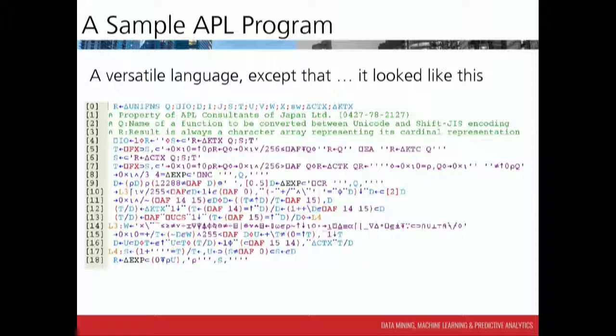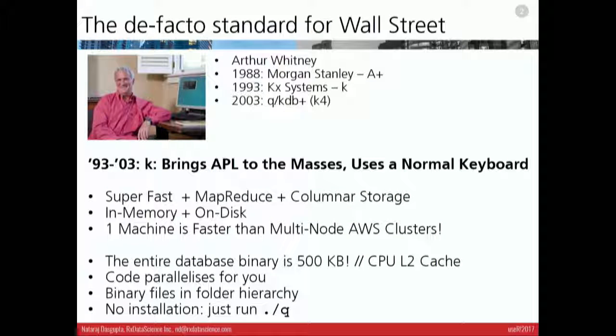Because it was so cryptic, only a few people, like in London and places, would use it. But it was only in 1988 that Arthur Whitney, who was at Morgan Stanley, developed A+. Now you could use a normal keyboard. In 1993, KX Systems created K and then Q. There are certain factors about this that are very interesting.